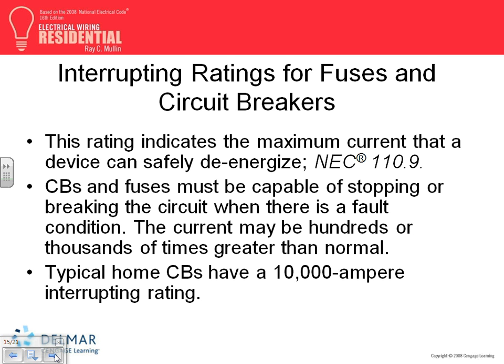The rating indicates the maximum current. Circuit breakers and fuses, guys. The code says, and you don't have to remember this one, this is in the code, let's go to 110.9. I believe if your fuse is rated for more than 10,000 amps, you have to label it. 25,000 amps, 22,000 amps, if it's more than 10,000. If it's not labeled, then it's listed for 10,000.